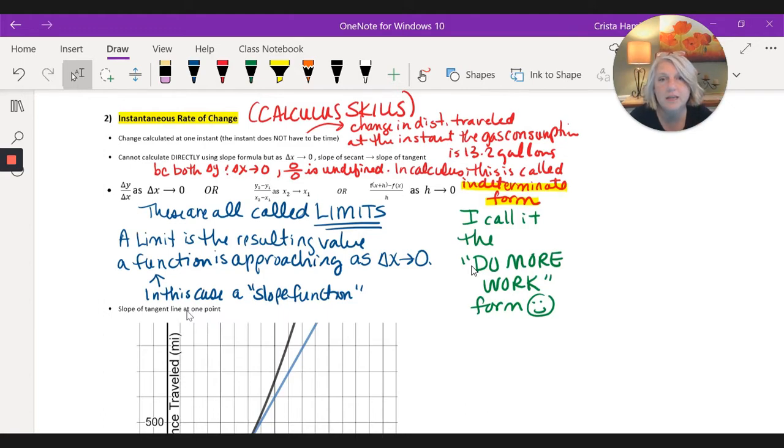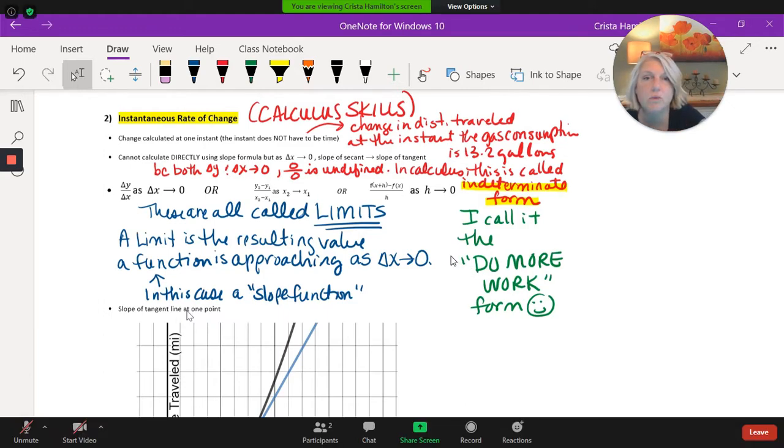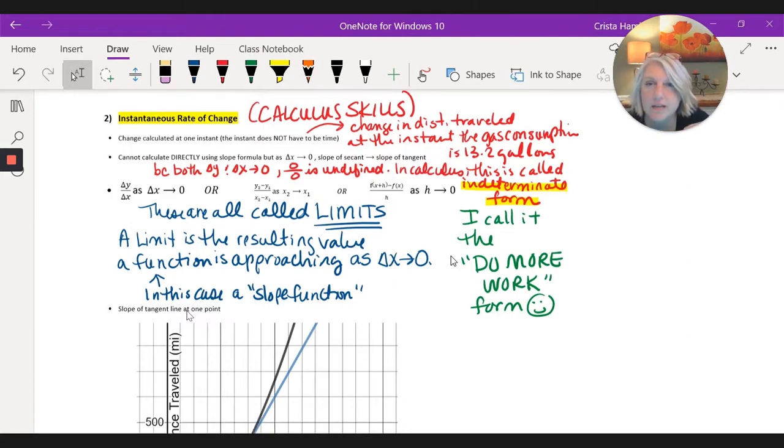And the idea is that when we are looking at the change calculated in one instant, the change in distance traveled at the instant our consumption is 13.2 gallons, what actually is happening there? What is our rate of change at that moment? And that rate of change at that moment is represented geometrically by the slope of that tangent line.